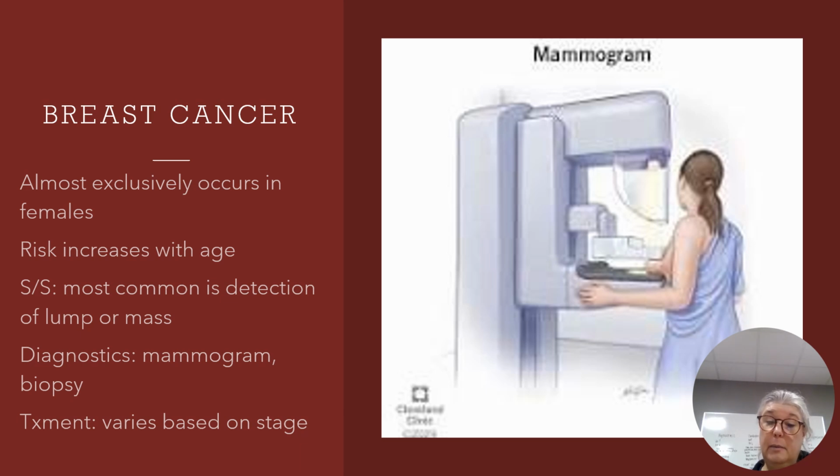Diagnostics, we have the mammography, ultrasonography, MRI. They can go in and do a biopsy if they identify something irregular. Medical and surgical management varies depending on the category and stage of the cancer. Treatment options, it is cancer, so surgery, chemo, radiation. There is targeted therapy, immunotherapy, and endocrine therapy.